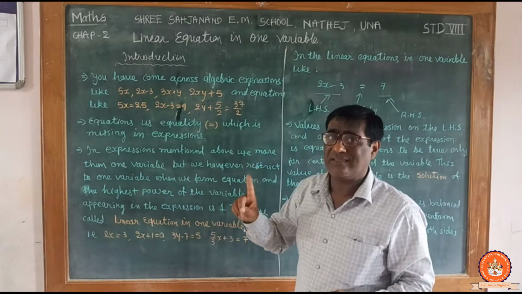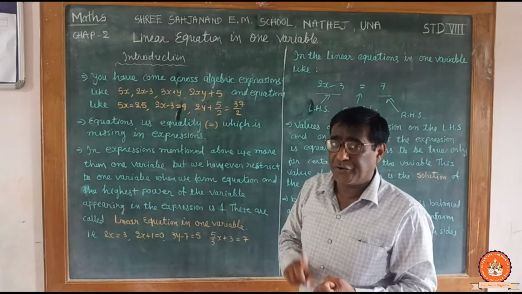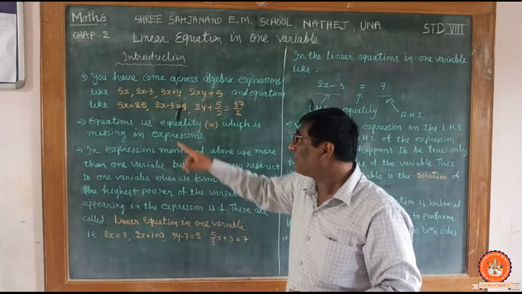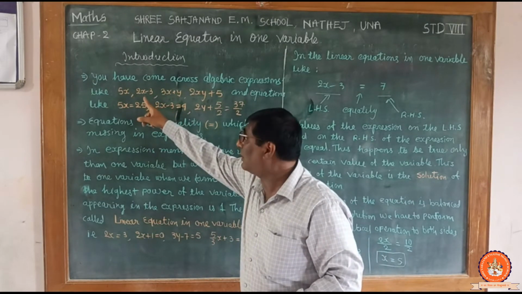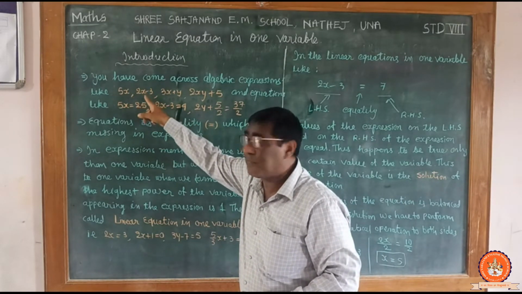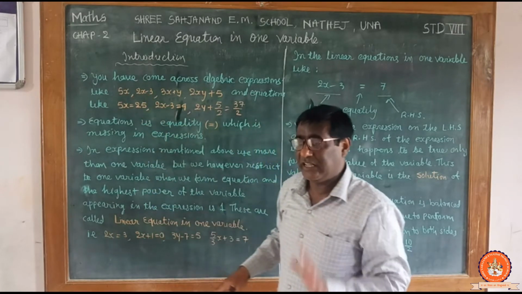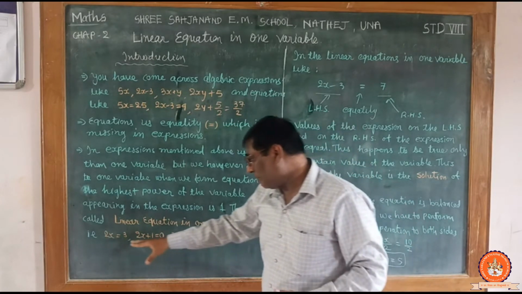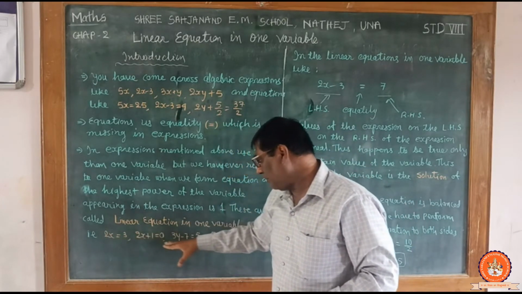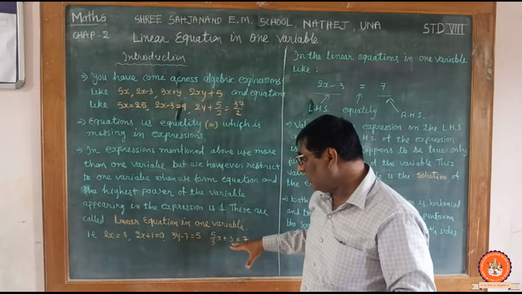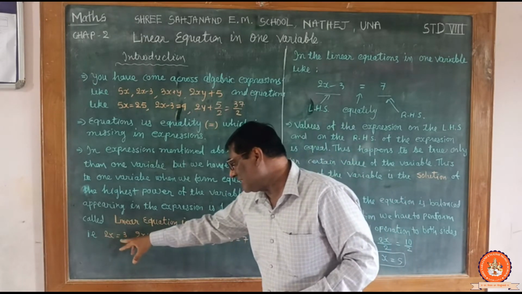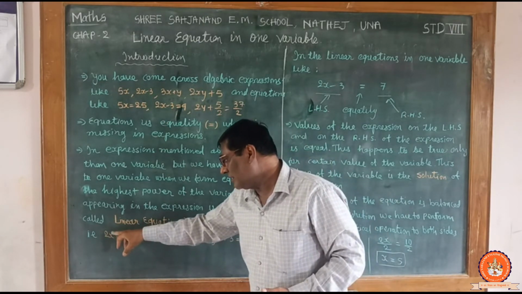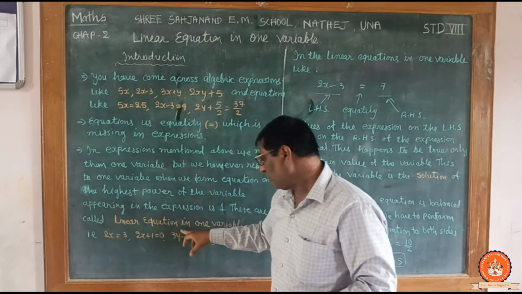The highest power is 1, that is why it is linear, because if you draw a graph of it, the graph is a straight line. So any equation using only one variable with highest power of the variable 1 is linear. These are the examples of linear equations in one variable. The word equation is used only when the equality sign is there, and for a linear equation the highest power of the variable will be only 1.